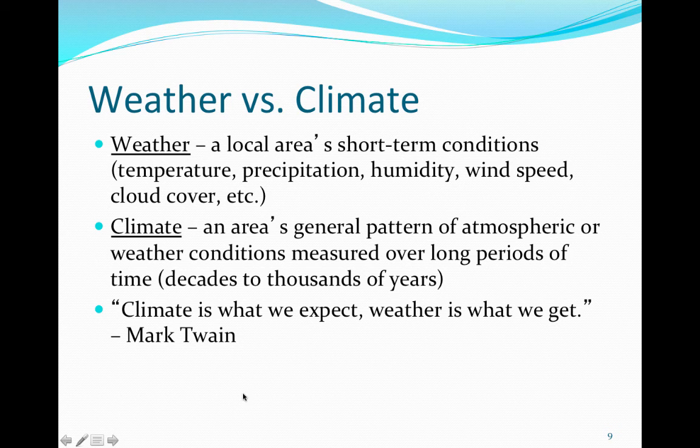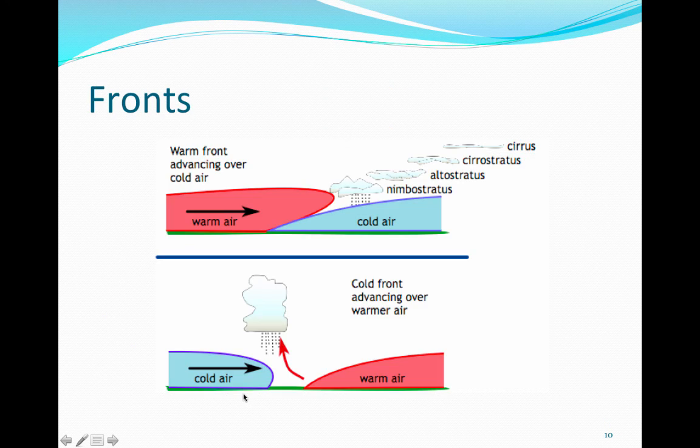Remember what Mark Twain said? Climate is what we expect, and weather is what we get. All right, understand in brief what a front is. A front is a boundary between air masses that differ in temperature and moisture content, which also means their densities are different. And a cold front brings thunderstorms.